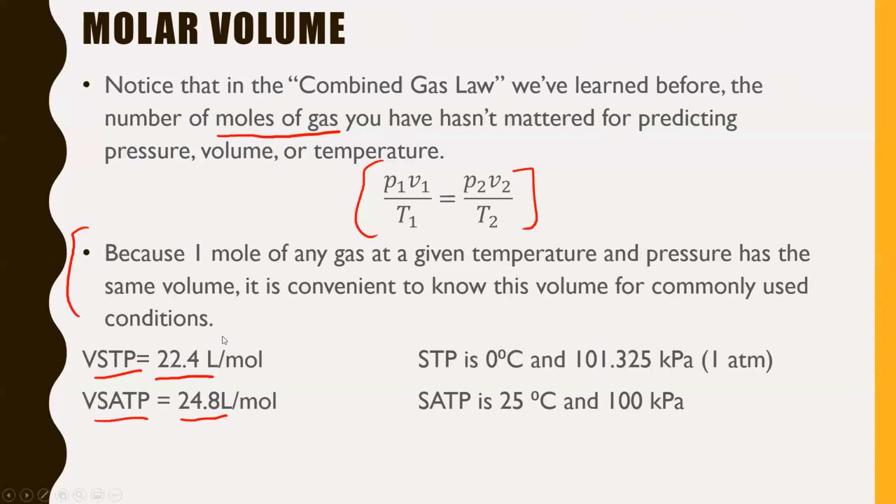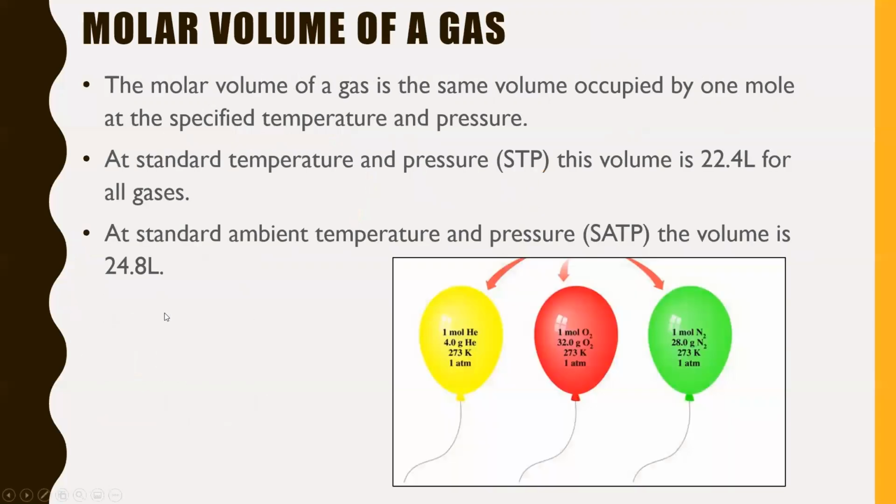All right, so the molar volume of a gas is the same volume occupied by 1 mole at specified temperature and pressure, just like we said. All are at standard temperature and pressure, STP. This volume is 22.4 liters for all gases, and at standard ambient temperature and pressure, the volume is 24.8 liters.